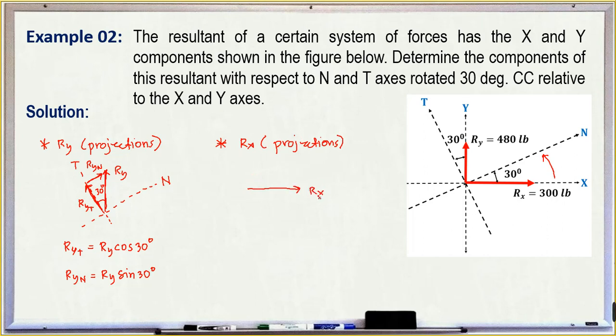So, this is RX. And then, we're going to indicate ang mga new axis. So, kani siya, 30 degrees ni siya. So, kani siya ang component ni RX with respect to the T axis, T, and this is N. So, kani pud siya, ang component ni RX with respect to the N axis.